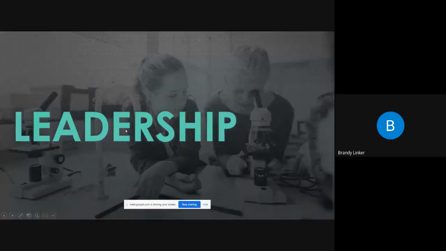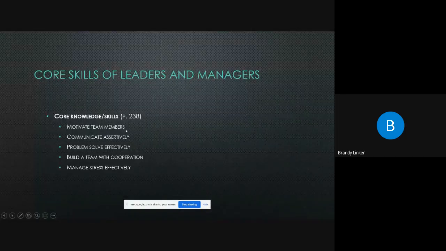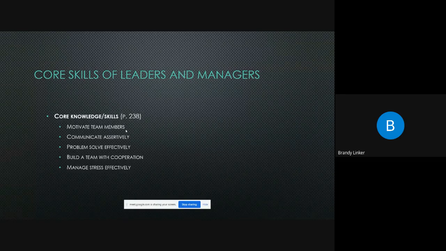We're going to start off talking about some basic stuff about leadership. So this is on page 238 of your book. But these are some core things that leaders, managers, supervisors, and you guys will be leaders, okay?